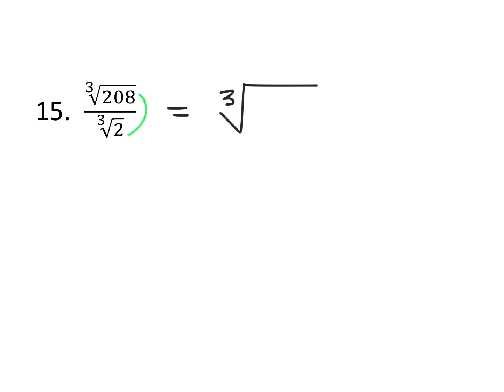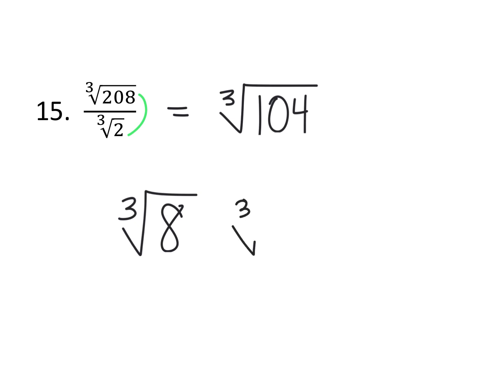If I do this division, what are we taking the cube root of? 104. Okay. So go to your perfect cubes and try and find something 104 divides by. I would always check and see if there's anything bigger, but I'm pretty sure that's it. The cube root of 8 is the only perfect cube it divides by. If I do 104 divided by 8, I get 13.